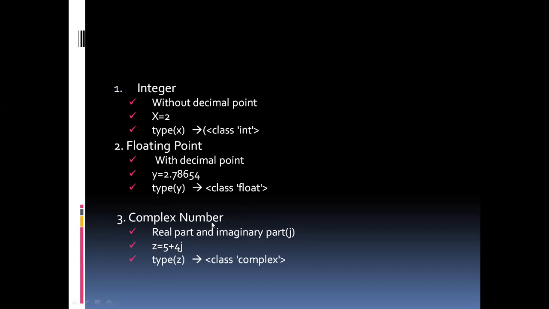The third number is a complex number. A number containing a real part and an imaginary part is called a complex number, in which the imaginary part is indicated by the character j. How can we write a complex number? For example, real part 5 plus the imaginary part 4j is a complex number, which I can store in a variable, for example, named z. So z is containing a complex number. We can display the type of variable z by using the type function, and it is going to display the output as complex.